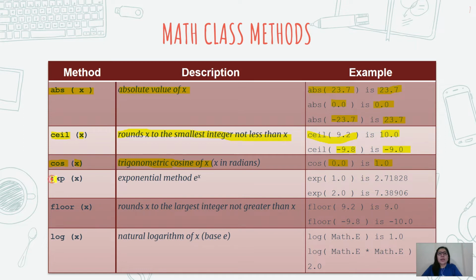For exp, we have the exponential value of x. So, i-return niya yung exponential value. For this example, we have 1 and the result is 2.71828. Same is true with 2, which is 7.38906. For Math.floor, wherein it rounds x to the largest integer not greater than x.